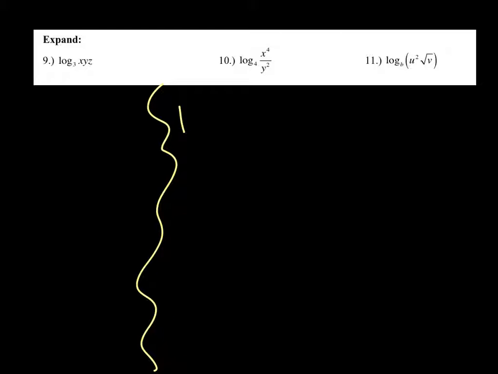so we have a log base 4 of x to the 4th because it's on top, and then we're going to subtract the y, but the y also gets the log base 4 of y squared. So it is a little more expanded than it was before. Now we have 2 logs, and it's a difference now, so they're both separated.